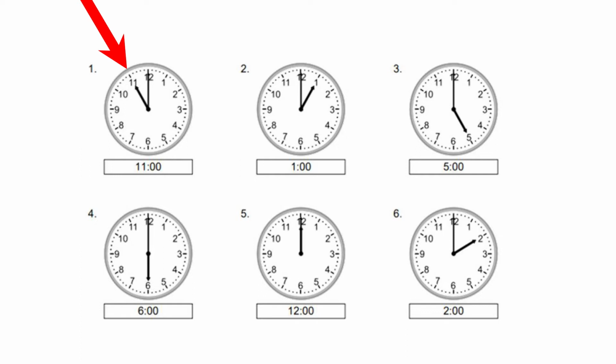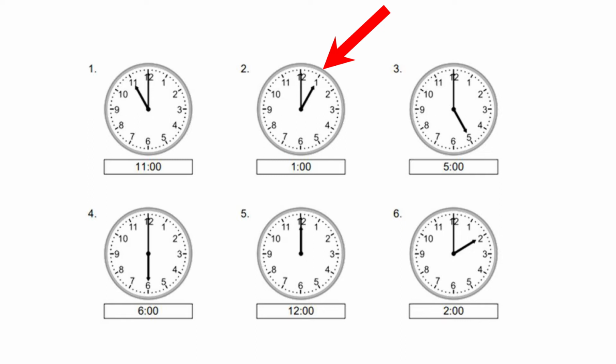So that meant that your short hand needs to be pointing to the number 11 and the longer hand needs to be pointing at the number 12. Like this one, 11 o'clock. Do you have that? Nice. Let's look at number 2.